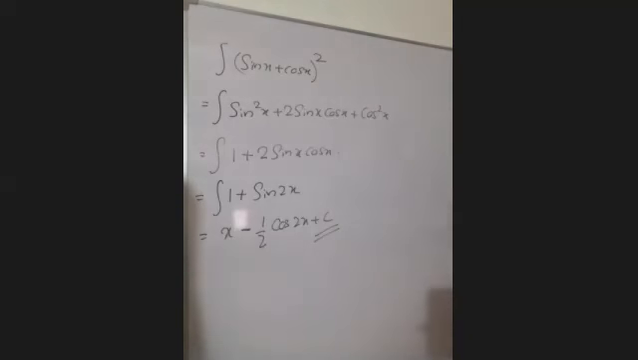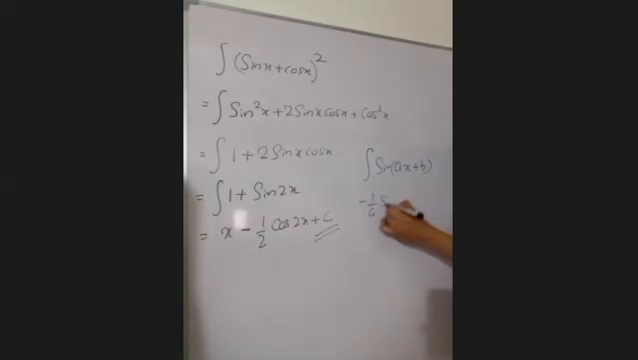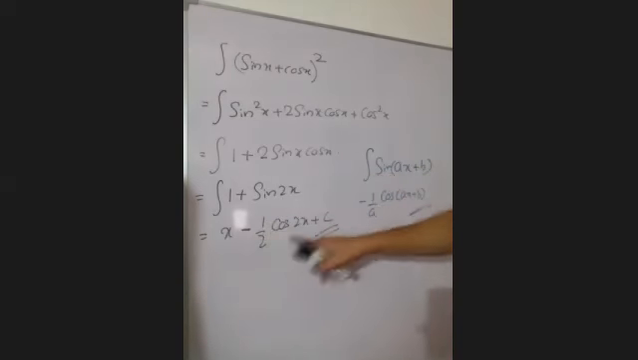Why minus half? Here, because what is the integration of sin ax plus b? It is minus 1 over a cos of (ax plus b), from the formulas you learned yesterday. So here it is minus 1 over 2 cos 2x. Right, that's it.